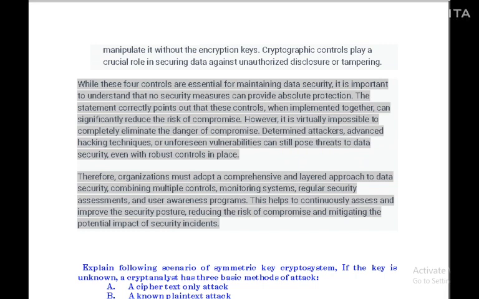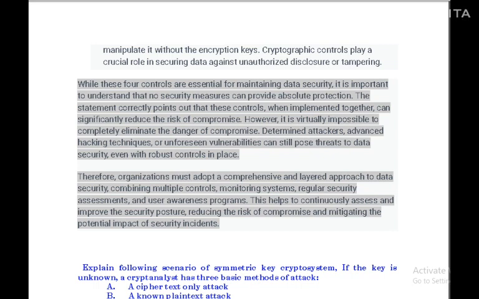So here is the comment. While these four controls are essential for maintaining data security, it is important to understand that no security measure can provide absolute protection. The statement correctly points out that these controls, when implemented together, can significantly reduce the risk of compromises. However, it is virtually impossible to completely eliminate the danger of compromise.